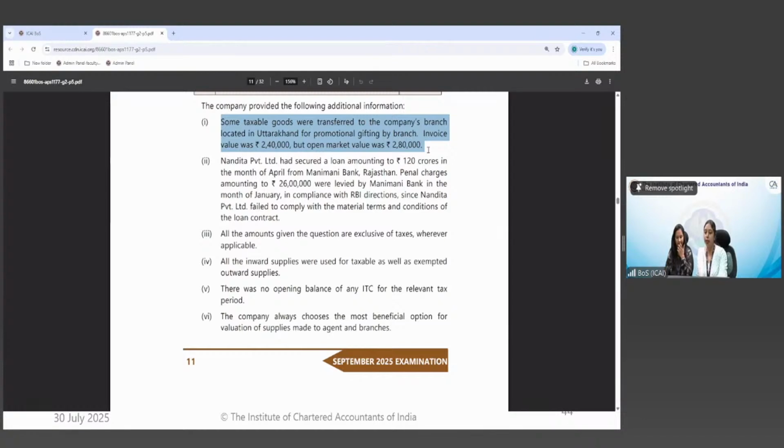तो जो हमने इसको जो उत्तराखंड ब्रांच ने जो रिसीव किया है, some goods were transferred to company's branch office for promotional gifting, so इस पे क्रेडिट अवेलेबल नहीं मिलेगा. Branch will not get ITC on this. Actually, since we were talking about the first output tax liability, that's why I took up this item. But it's an output tax item that was left out, because it is given in the adjustment.